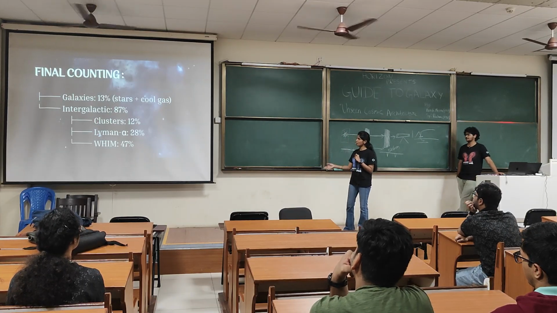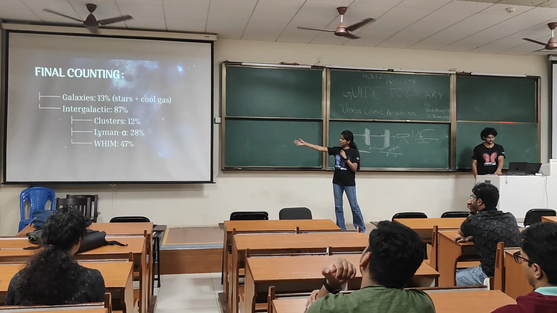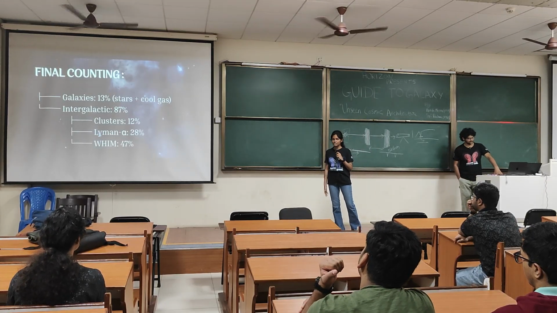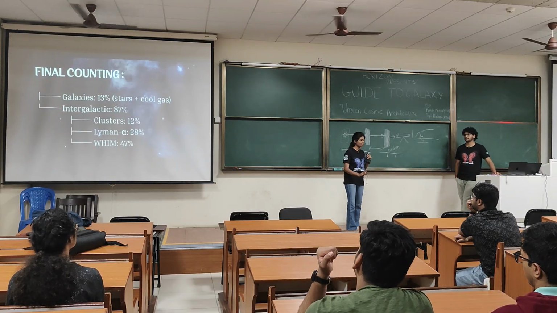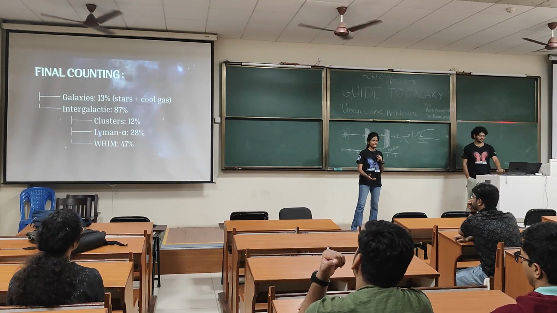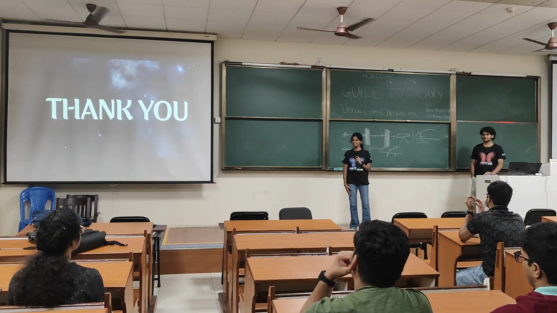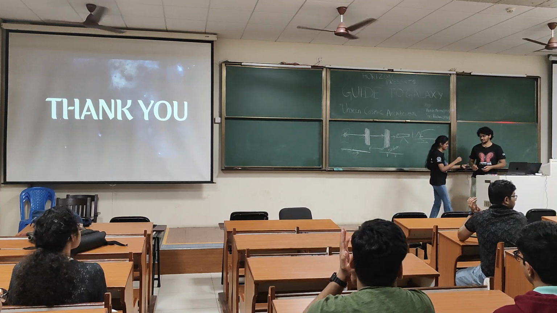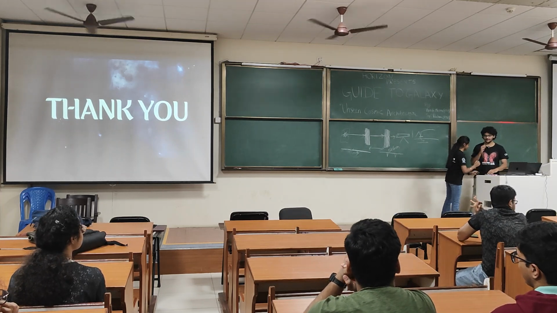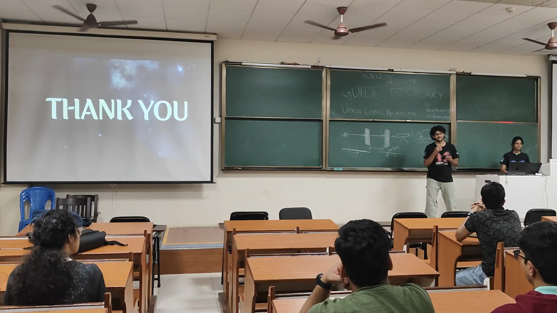Just the final counting: galaxies 13%, intergalactic has the extra 87, and from there WHIM has the 50%, which we were not seeing for quite a long time, but right now we saw it using FRBs. Yeah, so that's it. Thank you guys. Does anyone have any doubts?